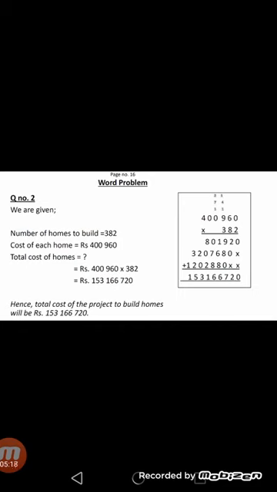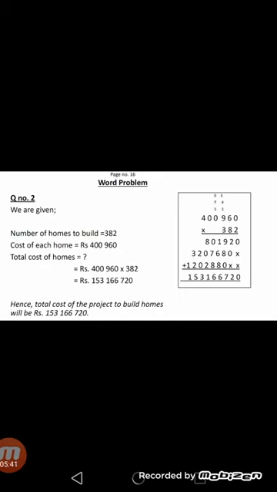0 plus 7 plus 8 will be 15, plus 1 will be 16. We will write 6, 1 will be carry. 8 plus 0 plus 2 will be 10, plus 1, 11. We will write 1, 1 will be carry. 2 plus 0 will be 2, plus 1 will be 3. 3 plus 2 will be 5. And we will write 1 as it is.